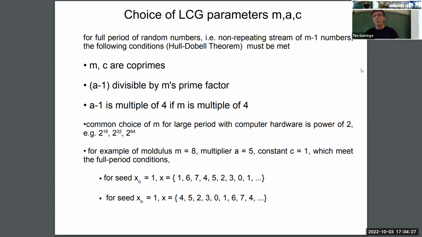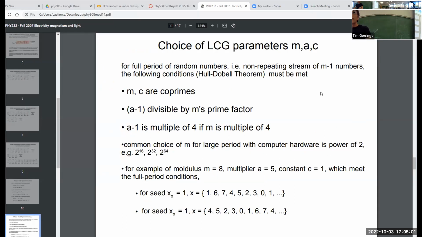So that's another rule. And then the last rule is that if m is a multiple of 4, and the m's we're talking about, 2 to the 16, 2 to the 32, 2 to the 64, are divisible by 4, then a - 1 must also be divisible by 4. So those are 3 rules. And so let me show you an example where I'm going to try to obey those rules. And as I say, if I obey those rules, I should get the full period.